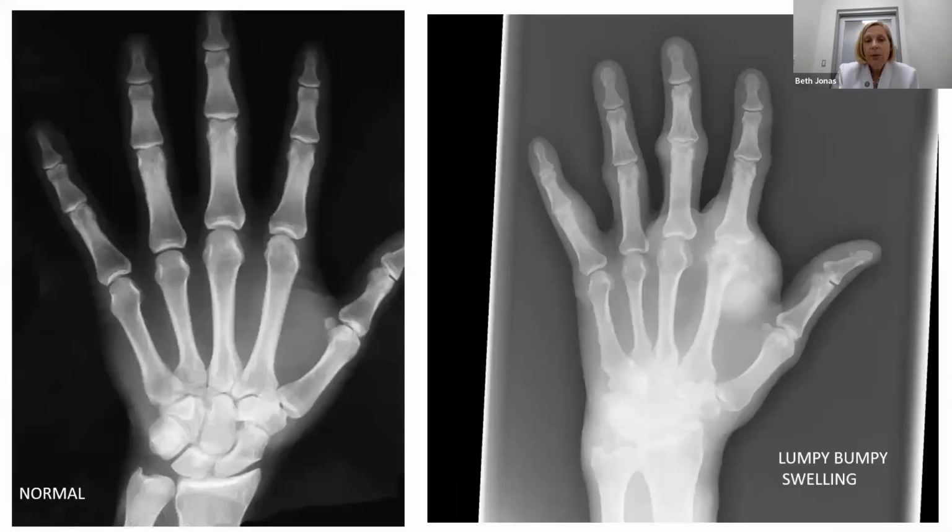This is an example of lumpy, bumpy swelling. So again, normal radiograph on the left, and on the right, you see this, a lump here, a lump here. There's some soft tissue swelling here. There's soft tissue swelling here. If you're really looking, there's probably some soft tissue swelling here, down next to the radius. So multiple areas of soft tissue swelling. There's also in this bump a lot of calcification, and this is actually a patient with gout, and this is essentially a tophus.